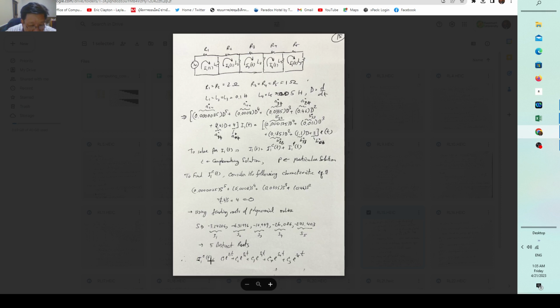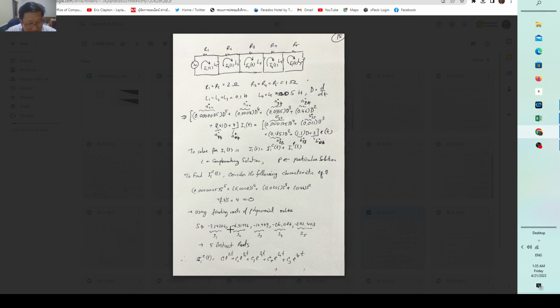The complementary solution in the time domain becomes i1c(t) equals c sub 1 times e to the s sub 1 t plus c sub 2 times e to the s sub 2 t, and so on up to c sub 5 times e to the s sub 5 t. This is for distinct roots, but you know there are many possibilities. It can be some repeated roots, which rarely happen.